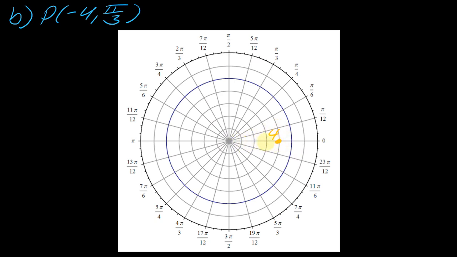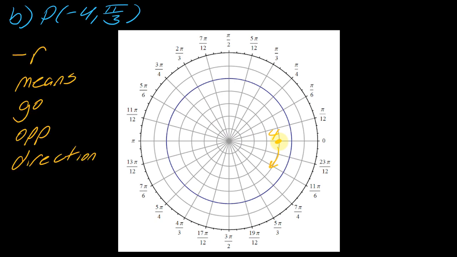1, 2, 3, 4. But the -4 means that, since this is a negative r, you're going to go in the opposite direction. So we're here at 4, but normally we go this way, and now we're going to go in the opposite direction. So that's what the negative means in that case.